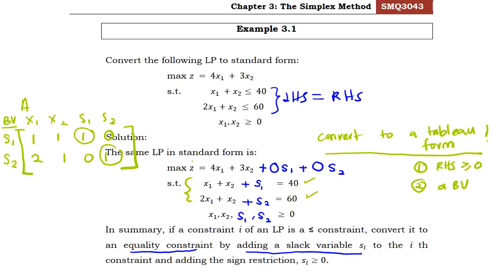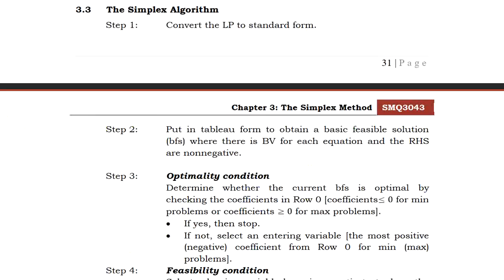Okay, so actually this standard form is also the Tableau form for this LP model. For the Simplex algorithm, we have done step 1 and also step 2. First one is convert the LP to standard form. And then step 2, put in Tableau form to obtain a basic feasible solution where there is a BV for each equation and the right hand side are non-negative.